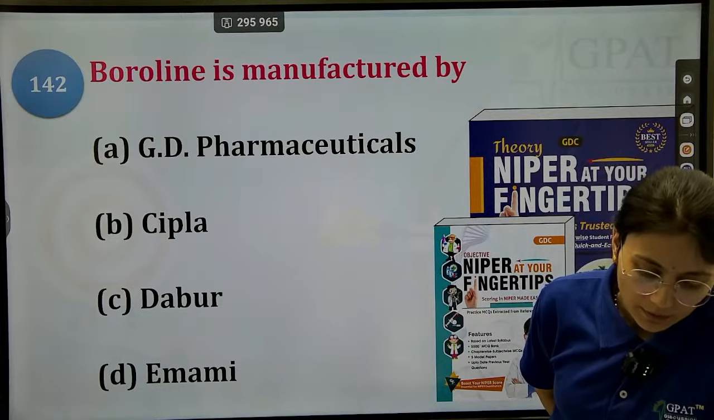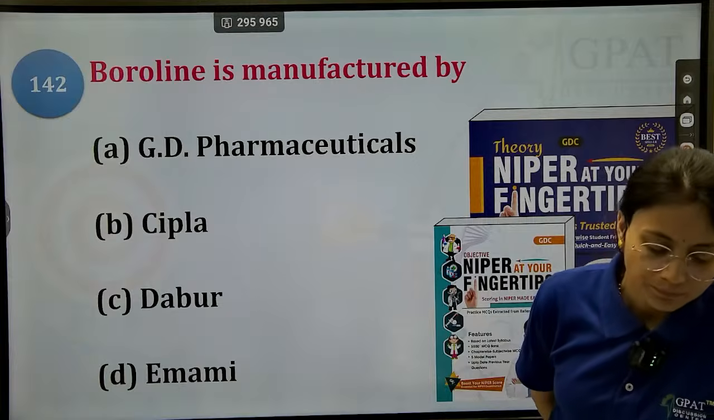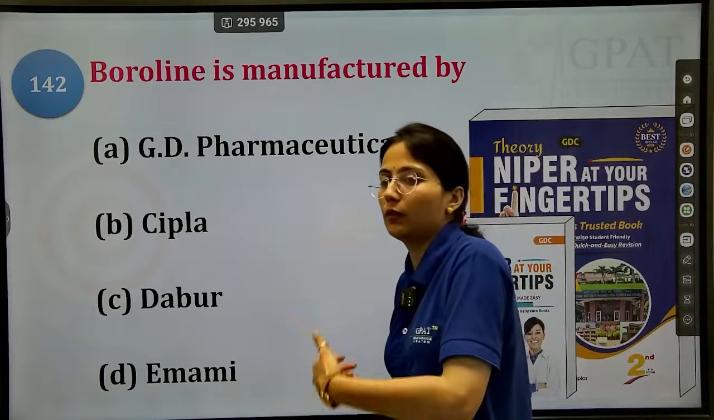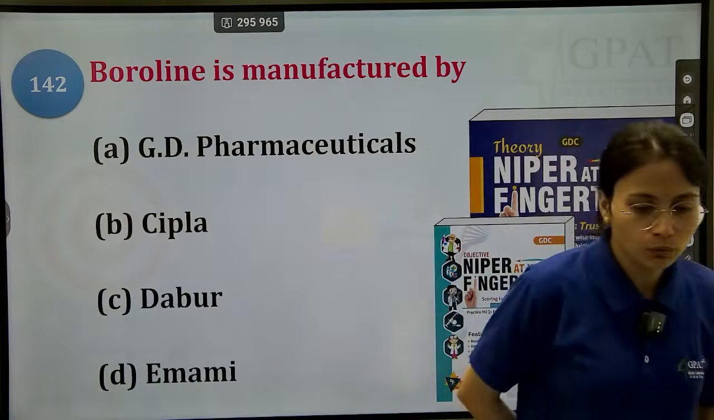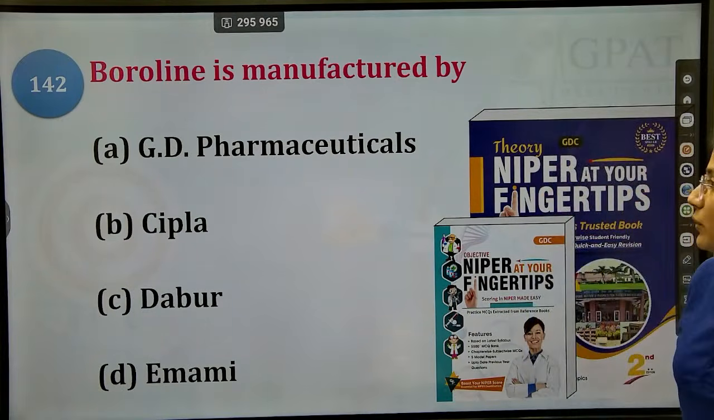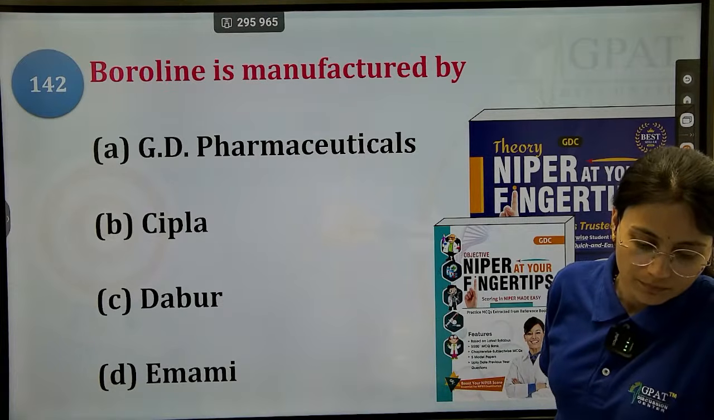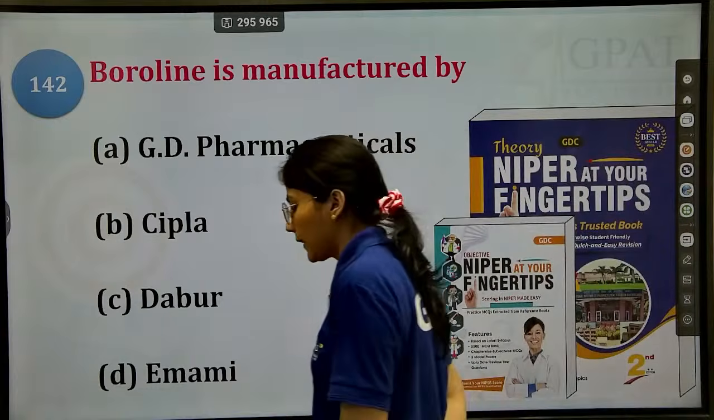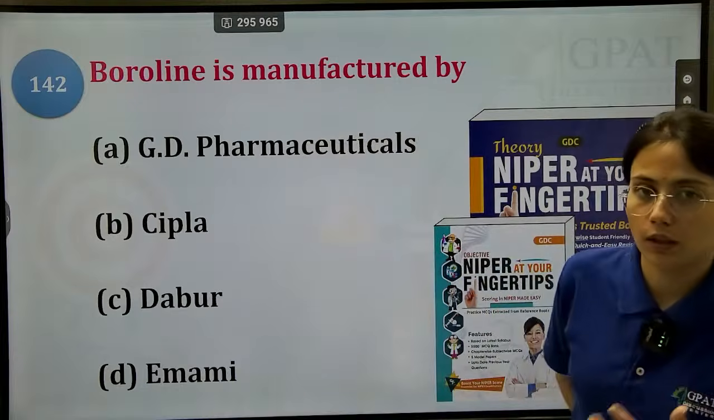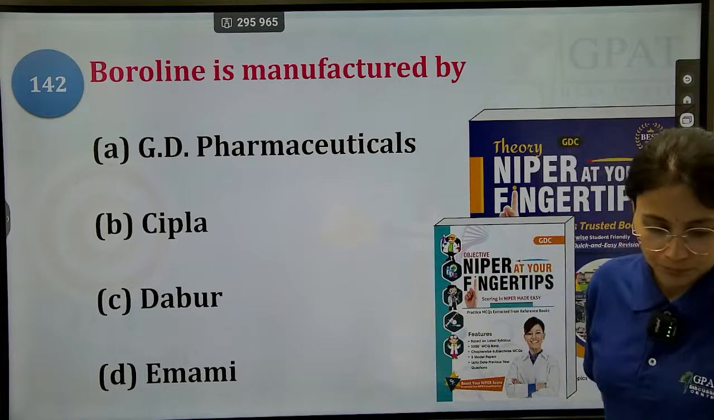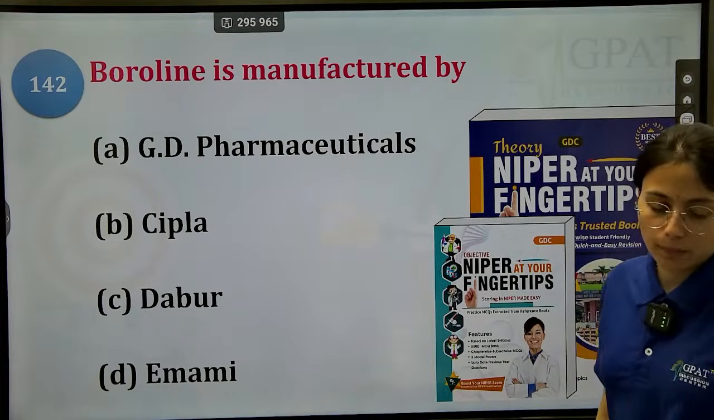Yes, Ishu, Himalaya is the correct answer. It's okay, Vasundhara. You will learn this for the future. So Borolene is manufactured by whom? GD Pharmaceuticals, Cipla, Dabur, Emami. If you don't know a general knowledge question, you can learn from this session. You will learn, or you can make some notes. So Borolene is manufactured by what?